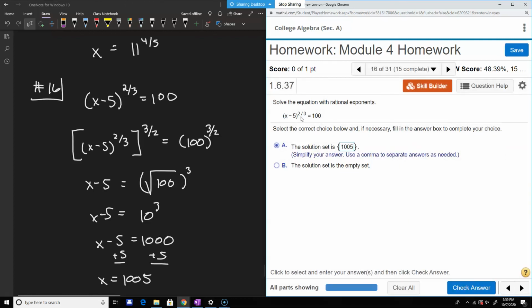We forgot to check our answer. If you had 1,005 minus 5, that's 1,000. The 3rd root of 1,000 should be 10, and 10 squared should be 100, so it looks like it works.